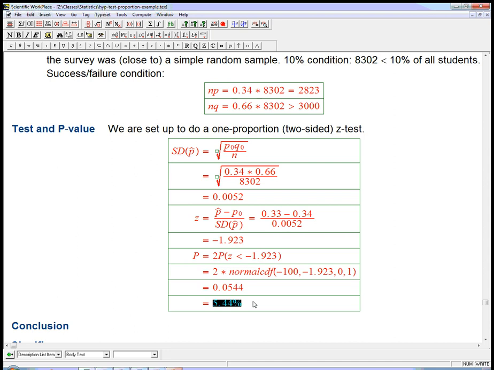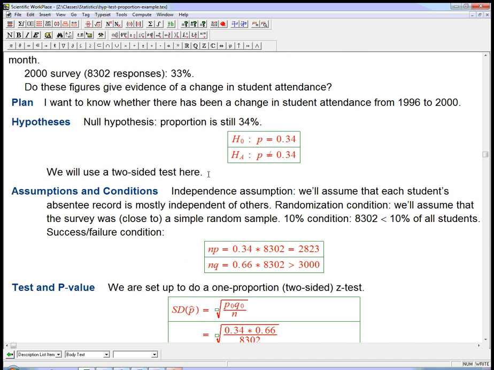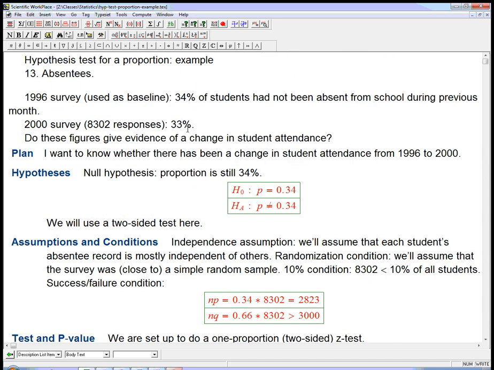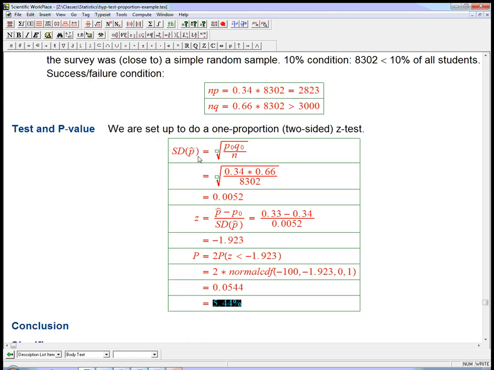So about 1 out of every 20 samples is going to give me, if the null hypothesis were true, a 33% or a 32 or a 31 or a 35 or a 36. So that gives me an idea of just how weird this is if the null hypothesis were true. If this were 0.001%, we would say, gosh, I think the null hypothesis isn't true, because if it is true, this would be an incredibly unlikely event. Well, this isn't super unlikely.